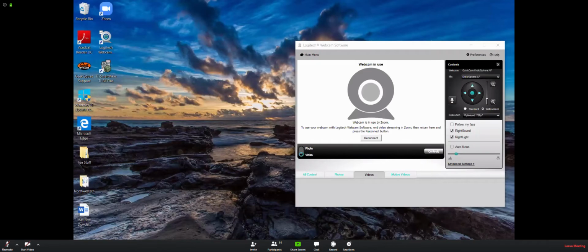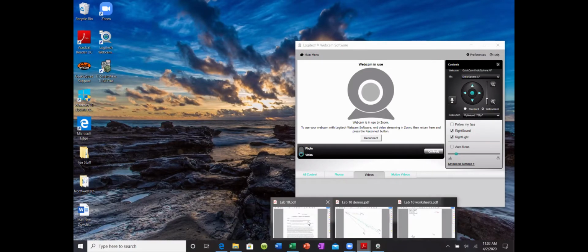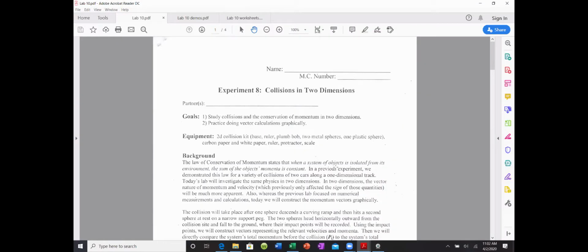So here we go. Let's see here. I want some Adobe files. Okay. So this one is called Lab 10 PDF. I don't know why I called these Lab 10. It's really our 8th lab. Not a very big deal, but this is all called Lab 10 sheets.